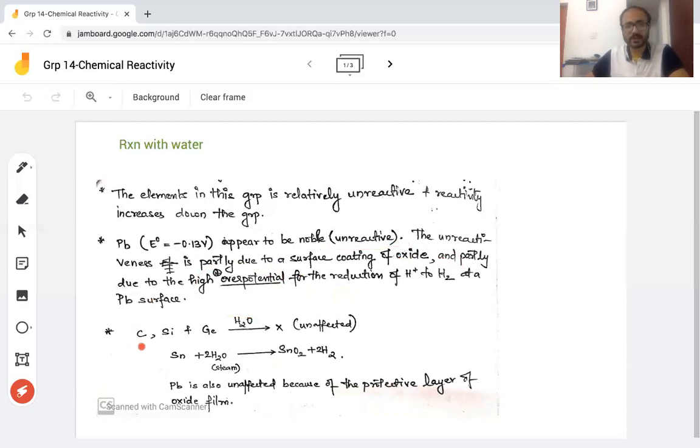Now, in general, if we talk about the various elements of group 14 and their reactivity, we find that carbon, silicon, and germanium are unaffected by water. However, tin, that is Sn, reacts with steam to give the corresponding oxide, and hydrogen gas evolves. And as discussed, lead is unaffected because of the protective oxide layer that is formed. Also, because of the high overpotential for the reduction of H plus to H2 on the lead surface. These are the two reasons why lead is pretty unreactive towards water. So this is the reaction with water.